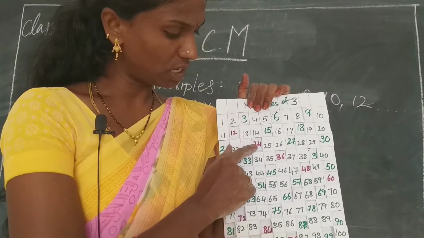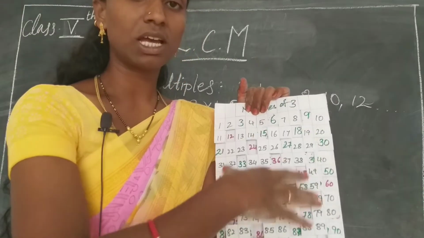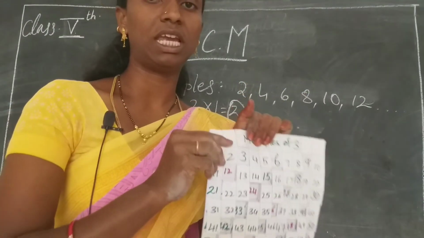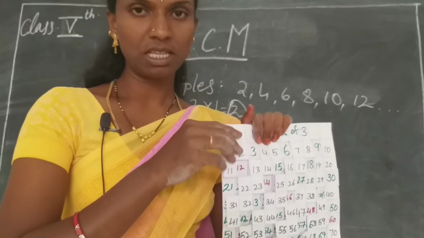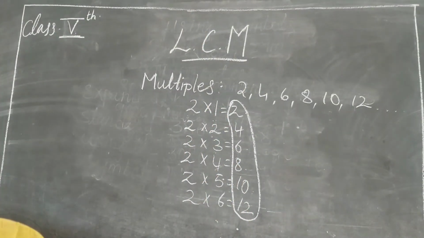After 23, 24. After 35, 36. After 47, 48. So these are the common numbers among both 3 and 4. These are the common numbers among 3 and 4.